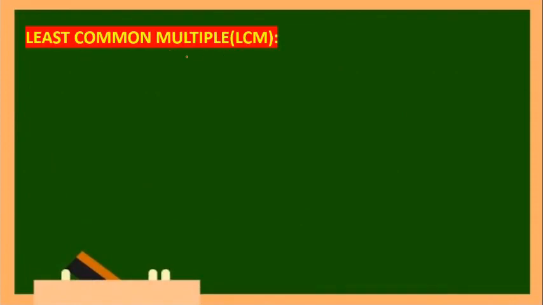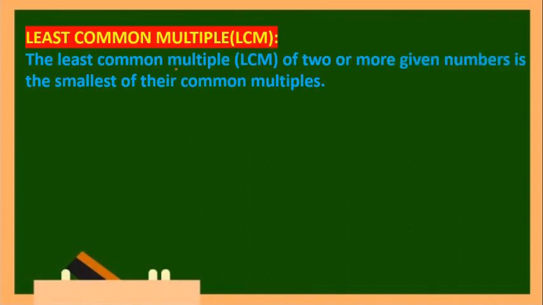Now let's see least common multiple. What is meant by least common multiple? In short form we will say LCM. The least common multiple of two or more given numbers is the smallest of their common multiples. Just now we found common multiples. In that we should choose the smallest, and that is known as the least common multiple.